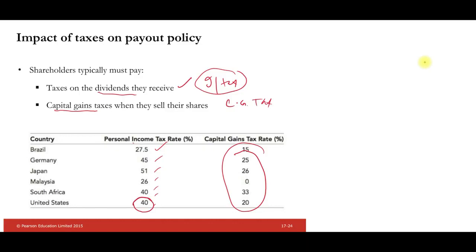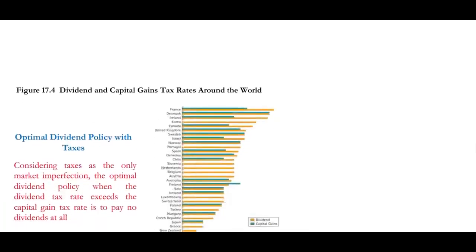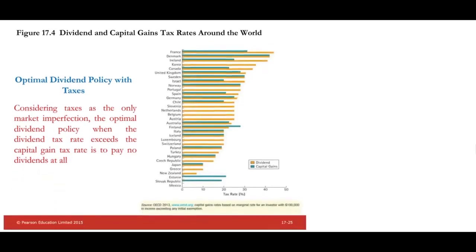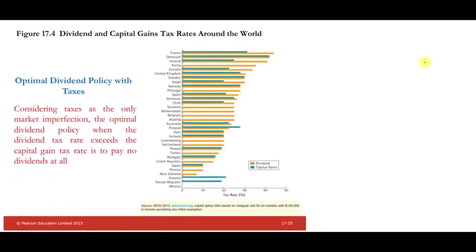So the people would prefer what? The people would prefer not to get dividends. They would be happy to receive the capital gains. But there are also economies where the dividend tax rate is actually lower, as you can see, like in UAE, there is no income tax, or no taxation, and also there are economies where the dividend tax rate is actually lower.